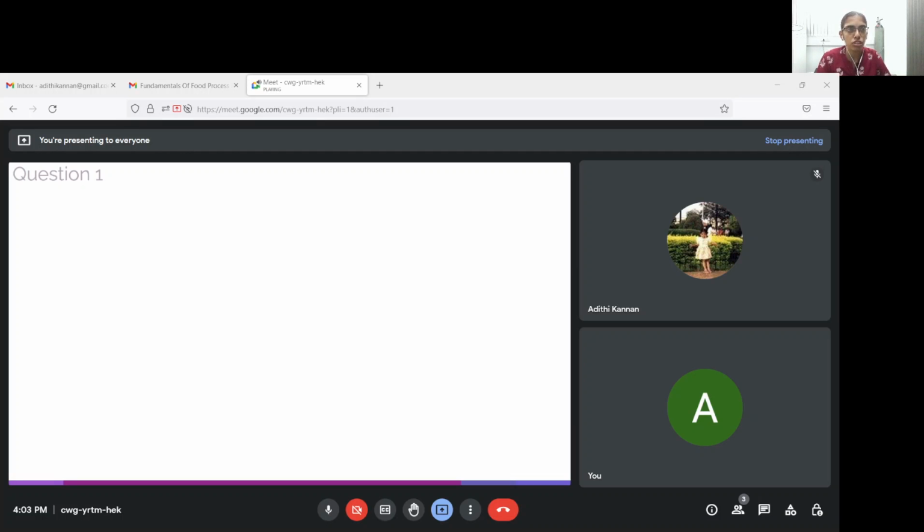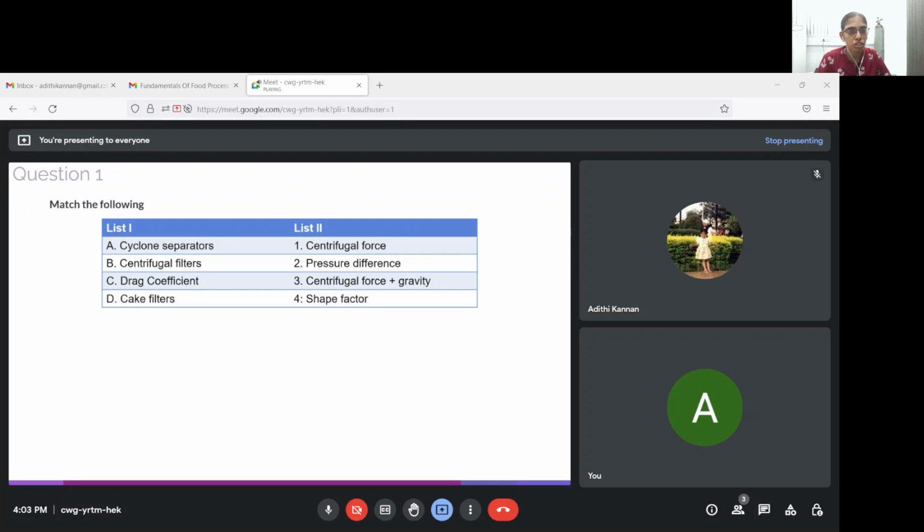So we'll move on to the first question. Match the following. List 1: A. Cyclone separators, B. Centrifugal filters, C. Drag coefficient, D. Cake filters. And list 2: first is centrifugal force, 2 pressure difference, 3 centrifugal force plus gravitational force, and 4 shape factor. So your options are A1. Your options are these.